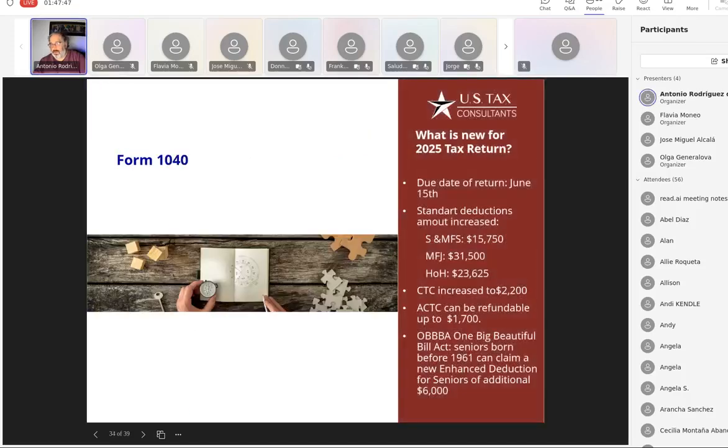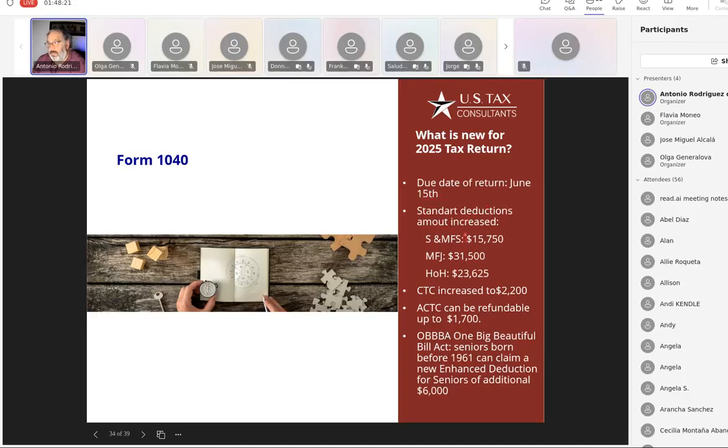Let's go. Then on the 1040, this year we have some new things. Of course, the due date of the return is June 15th. I just put that because some years it is not on the 15th, it's the 17th, depending on if it falls on a Sunday or on a holiday. This year it doesn't. I think it falls on a Wednesday or a Thursday, so it is June 15th.